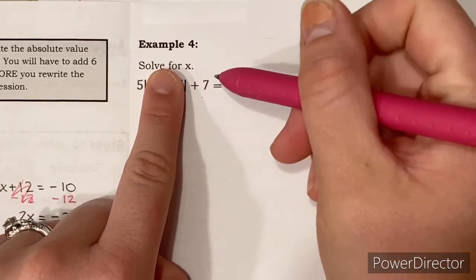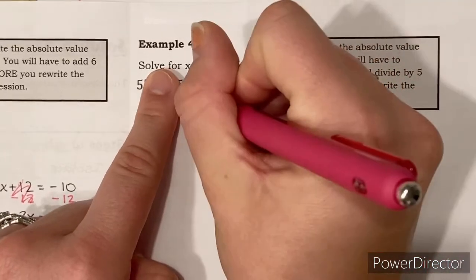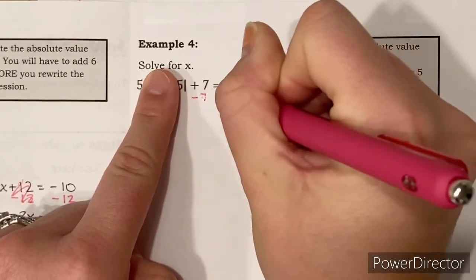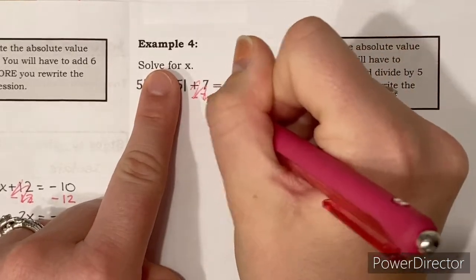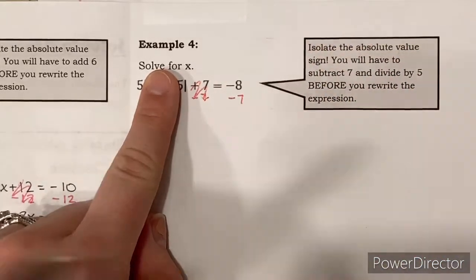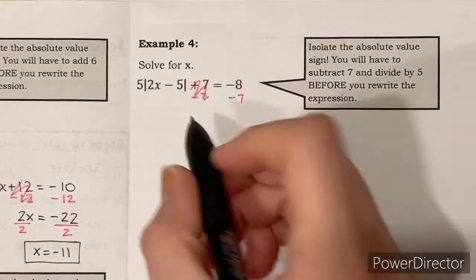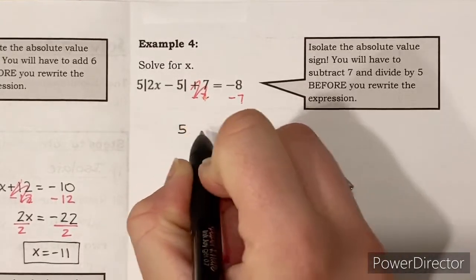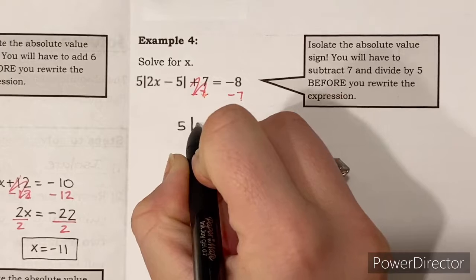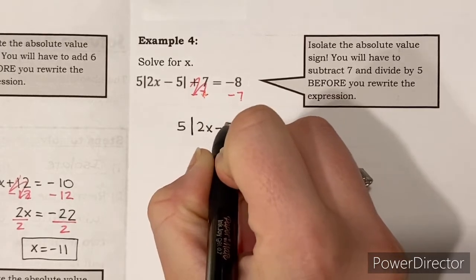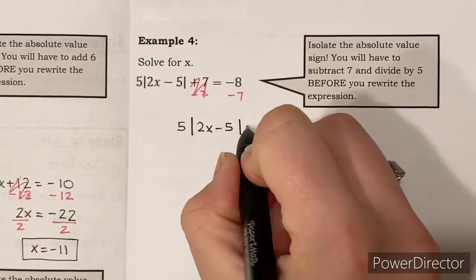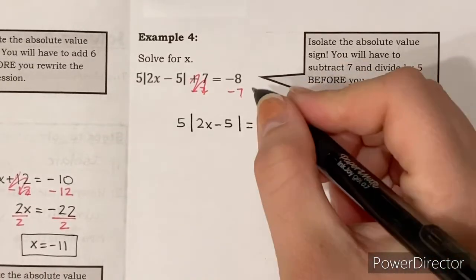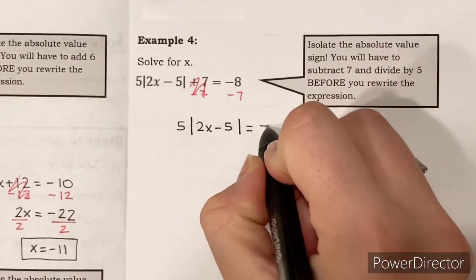So this is a positive 7 or a plus 7. So we're just going to subtract 7 from both sides. These are going to go away. And then I'm going to bring everything else down because I didn't do anything with it. Remember, when you draw absolute value bars, make sure you draw them big enough and bold enough that you understand that they are absolute value bars. Negative 8 minus 7 is going to give me negative 15.